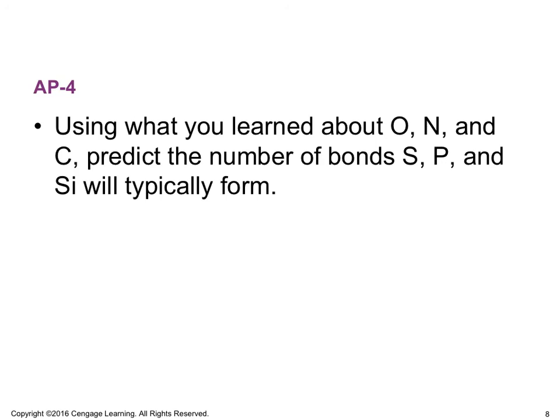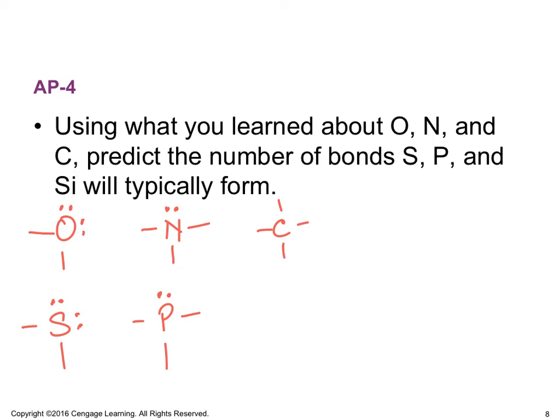So oxygen and sulfur are in the same group, group 6. We said oxygen wants 2 lone pairs and 2 bonds. So that means sulfur is also going to want 2 lone pairs and 2 bonds for the same reasons. Nitrogen and phosphorus are in the same group. Nitrogen, we said, wants 1 lone pair and 3 bonds. So phosphorus is going to prefer 1 lone pair and 3 bonds. And then silicon and carbon are in the same group. Carbon wanted the 4 bonds. Silicon will also want 4 bonds.